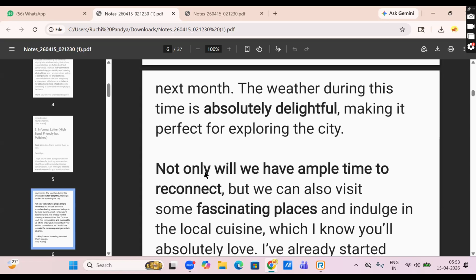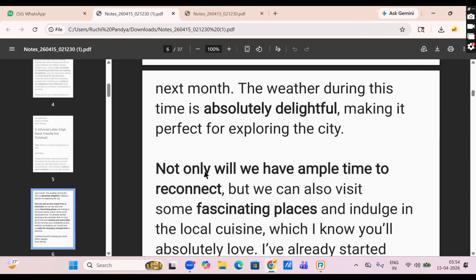I guess, ma'am, what if we remove the "we"? आप बताओ रिमूव करके क्या. ठीक है, ट्राई करो, एक एक करके करते. Not only will have ample time to reconnect, but we can also, इसमें भी we हटा सकते हैं ना. Not only we will have ample time to reconnect, but can also visit some fascinating places to indulge in the local cuisines. Ok. Just asking, can we remove it? I guess no, we can't. We'll get there. Somebody else was also answering.